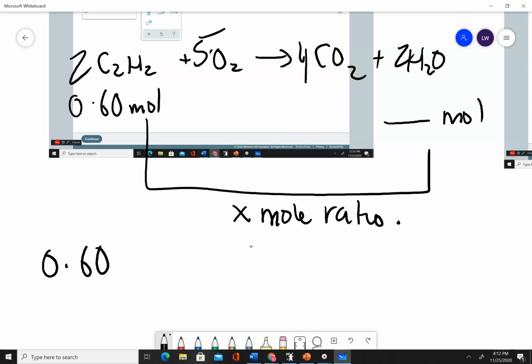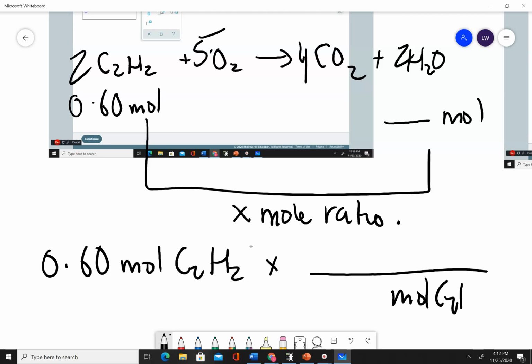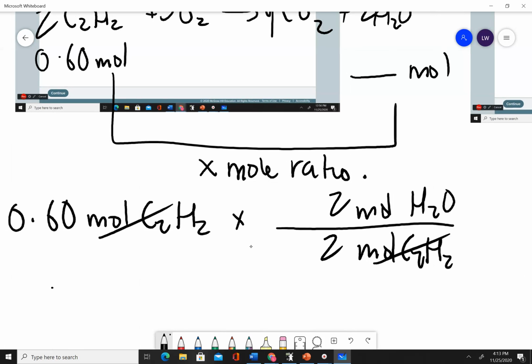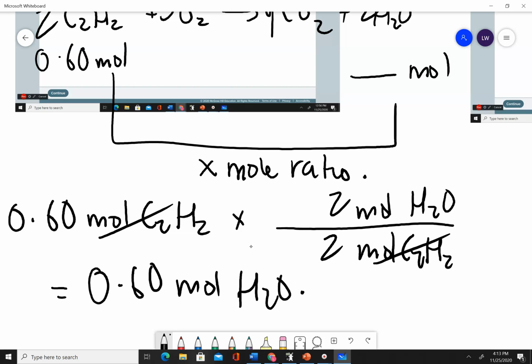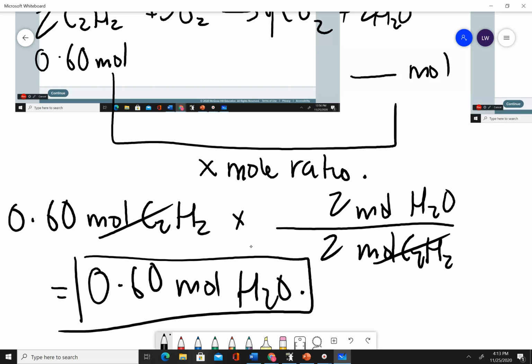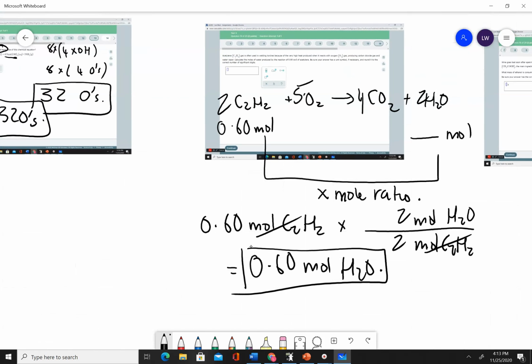So we got 0.60 moles of acetylene times, and we need a mole of acetylene on the bottom, and then we want moles of water on the top, and it's pretty simple. It's 2 on 2. That's not going to change our number, is it? A 2-to-2 is the same as a 1-to-1 mole ratio, so that's going to be 0.60 moles of water. So the key thing is you can't do that without a balanced equation. You have to balance the equation.